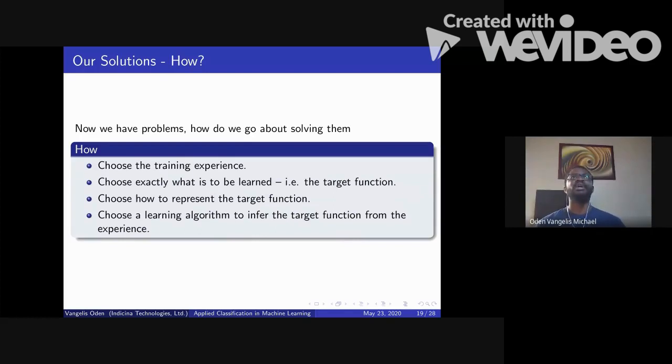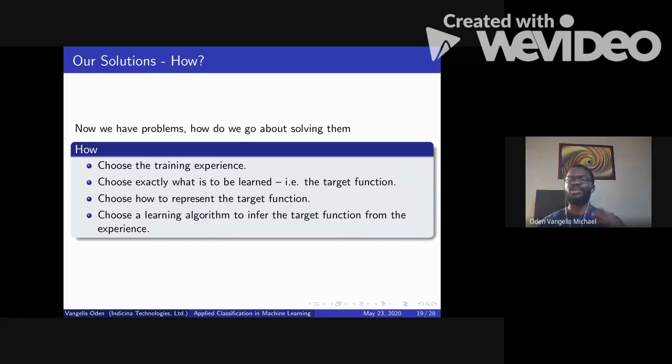How do we think of a solution? How do we go about formulating a solution? We have problems. How do we go about solving them? First, we choose a training experience. How is the model going to learn? What are we trying to achieve?